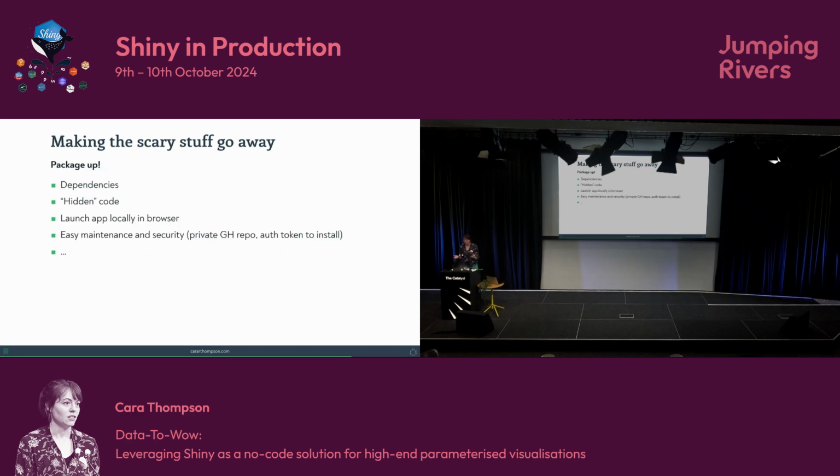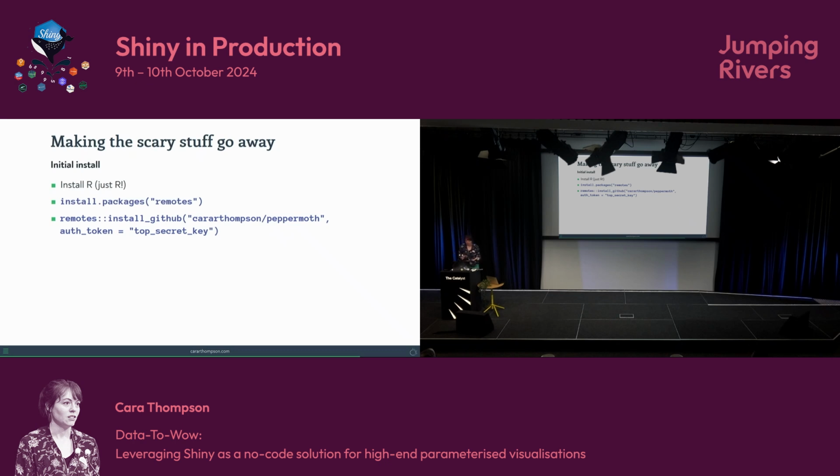So then I thought, it's okay, I'll package it up. I've done this before. You can put your Shiny app inside a package, and that means that when the client installs it, it gets all the dependencies, it hides the code away nicely so they don't get to see all the scary stuff that you've had to do to get that radar to work. And you can launch the app locally in the browser, and then in terms of maintenance, you just need to update the package, and they can reinstall it, and it should be fine. So the initial install will look something like that. Just install R. You don't even need RStudio, you just need R. Install the package, and get that from the remotes on GitHub with a top secret key that means that no one else can get hold of it.